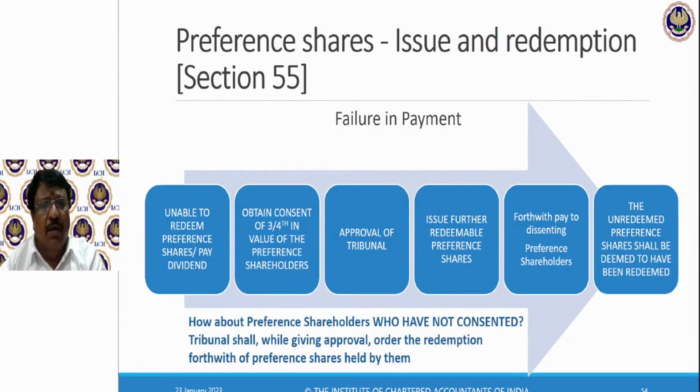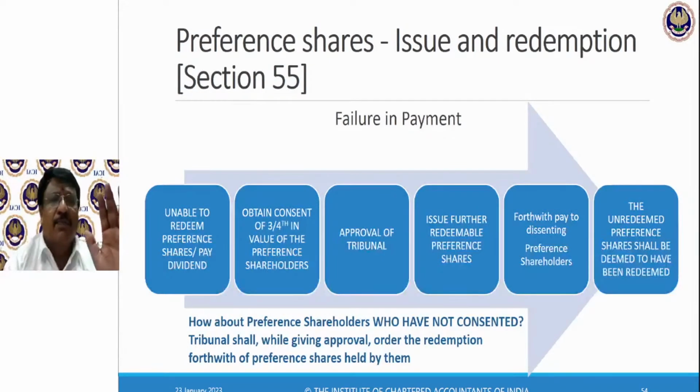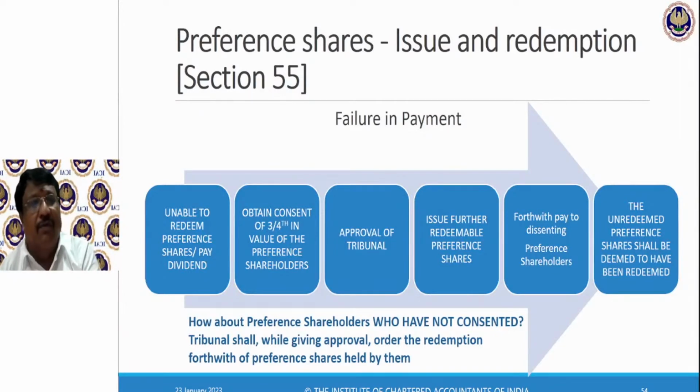See, for example, I'm sending the consent letter to the last known address. If that person is not there, then he is not a dissenting person, but he has not consented either. So you should be lucky enough to get consent from at least 3/4 in value of the preference shareholders. If you have not got it, then you are in trouble. You have violated the law. You are not redeeming preference shares. Be prepared to face the consequences. At least get hold of 3/4 of them to consent. Somehow find them and get them.